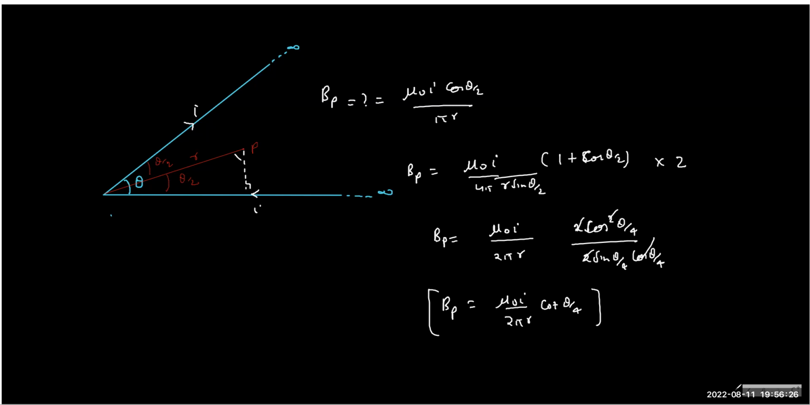So let's do the next question. Sometimes the point at which you are supposed to find the magnetic field won't be in the same plane as the wire. So what if the wire is like this?